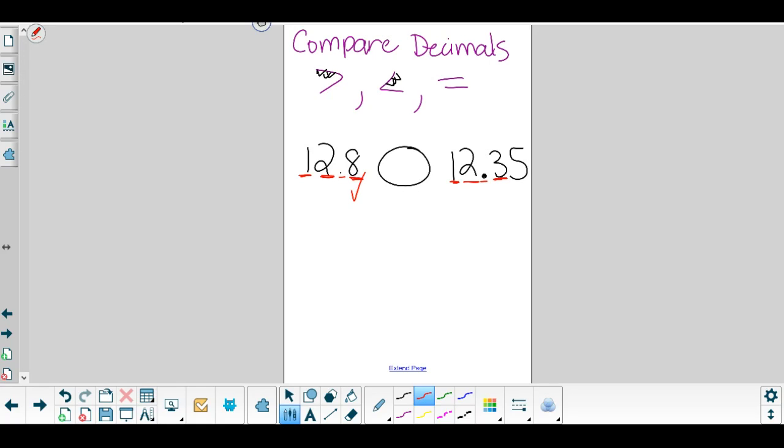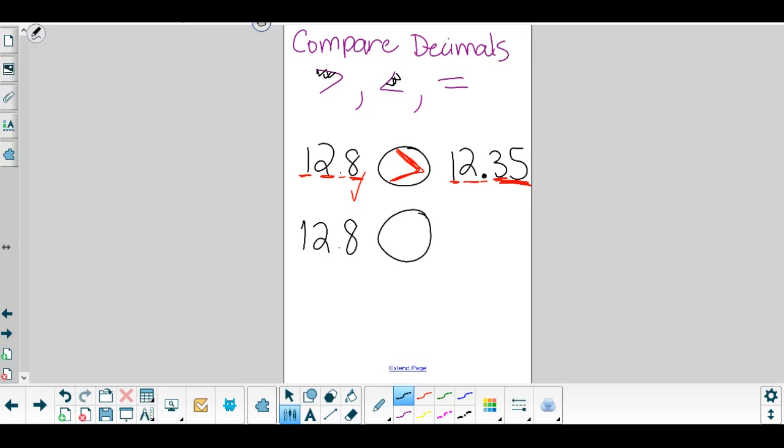And just because the 3 has a 5 after it really doesn't mean anything. I just want to see which one is bigger in that place value. And the one is the 8. So since the 8 is bigger, I'm going to eat the 8. It really does not matter that these two numbers are longer than that 8. It doesn't matter at all. What matters is that the 8 is bigger than the 3. So let's do another one.